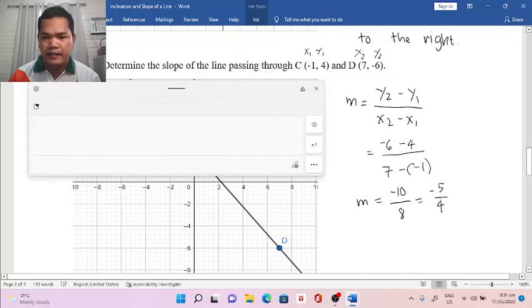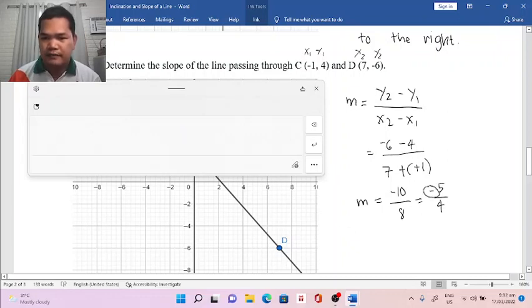Class, in this case, this is subtraction. And in subtraction, we're going to change the sign of the subtrahend and proceed to addition. So this would be positive and proceed to addition. So we have here negative 5 over 4.